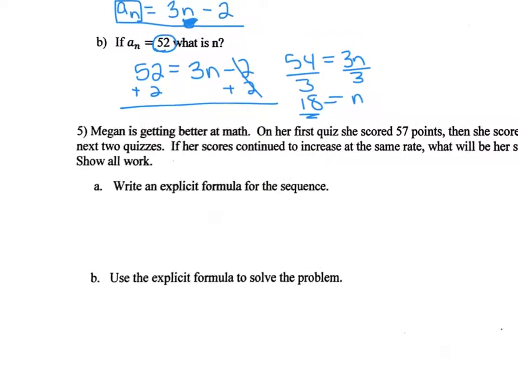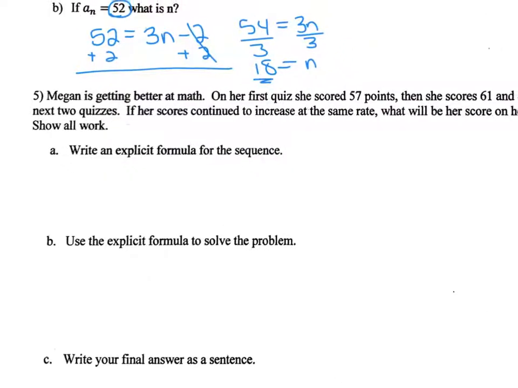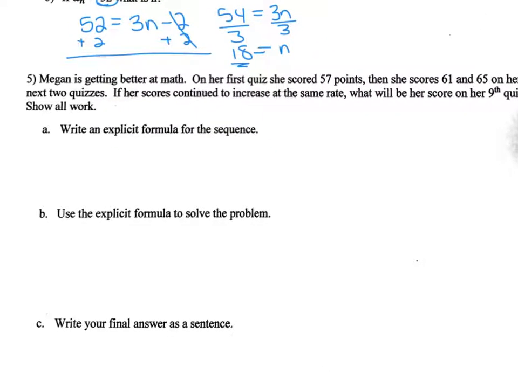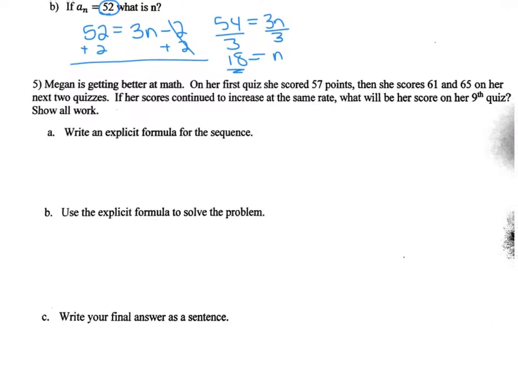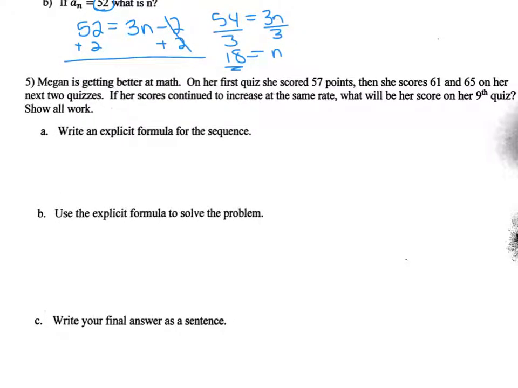Okay, and then we have these word problems that go along with it, of course, because word problems are applications, right? So Megan is getting better at math. On her first quiz, she scored a 57. Then she scored 61 and a 65 on her next 2 quizzes. If her score continues to increase at the same rate, what will her score be on her 9th quiz?